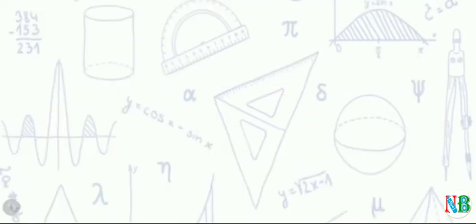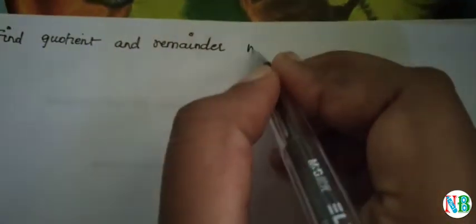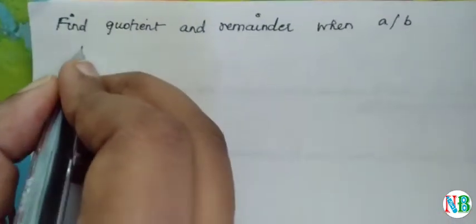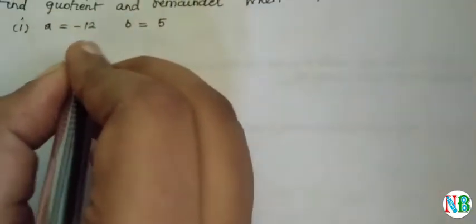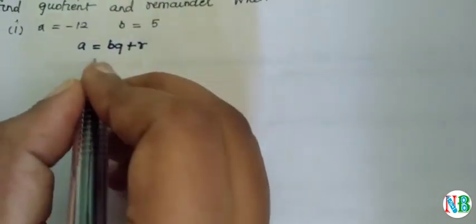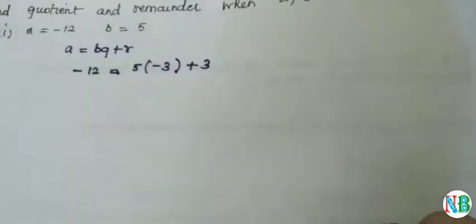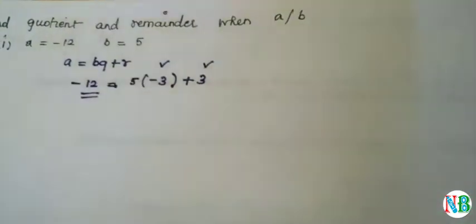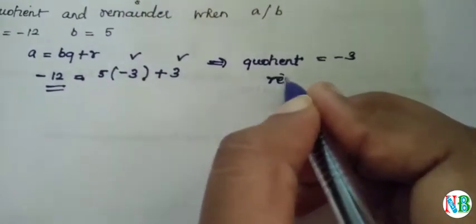Now let's see an example problem. Find the quotient and remainder for the given values of a and b. Here a is divided by b. Given a = -12 and b = 5. So we know a = bq + r. If a is -12 and b is 5, we have to find q and r. With q being -3 and r being 3, we get a = -12, such that the quotient here is -3 and the remainder is 3.